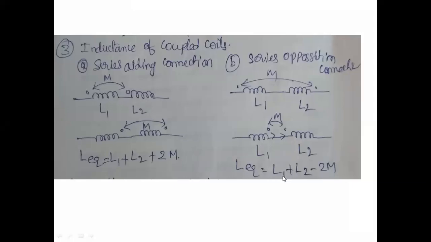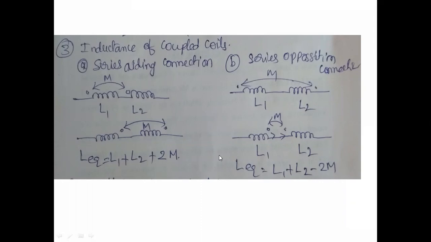So L equivalent is equal to L1 plus L2 minus 2M. Like this, we can have series aiding connection and series opposition connection based upon the dot convention.